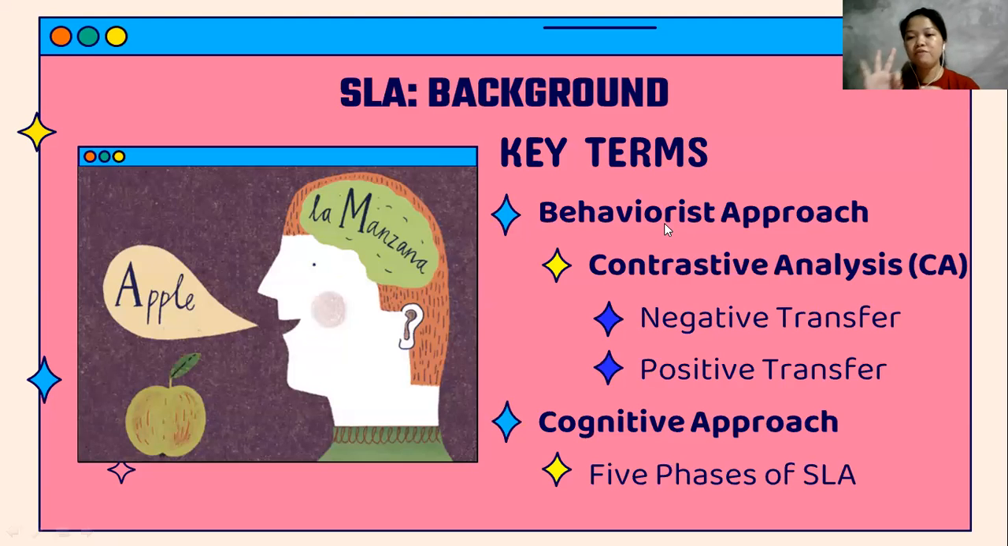Now, there are three findings that these cognitivists have found out. First is that learners made errors that were not predicted by CA, contrastive analysis.